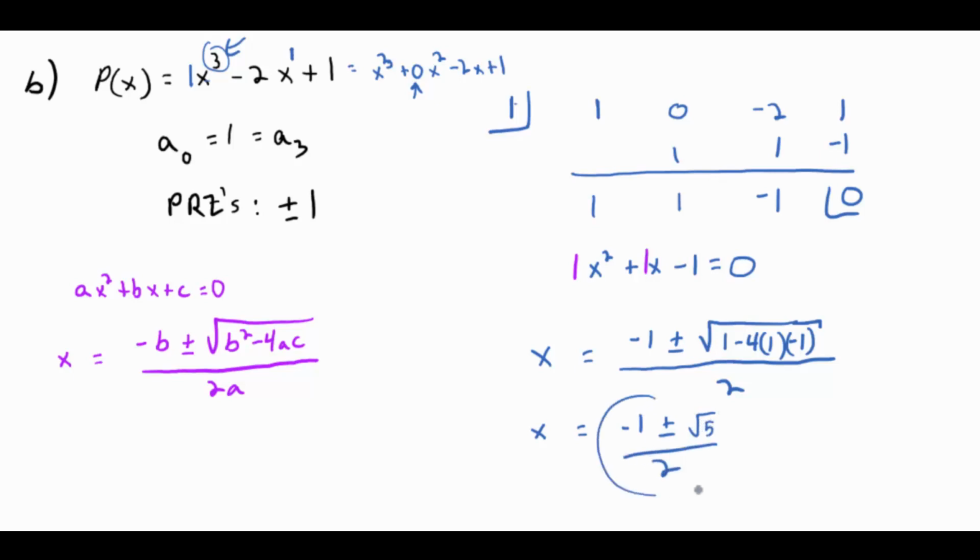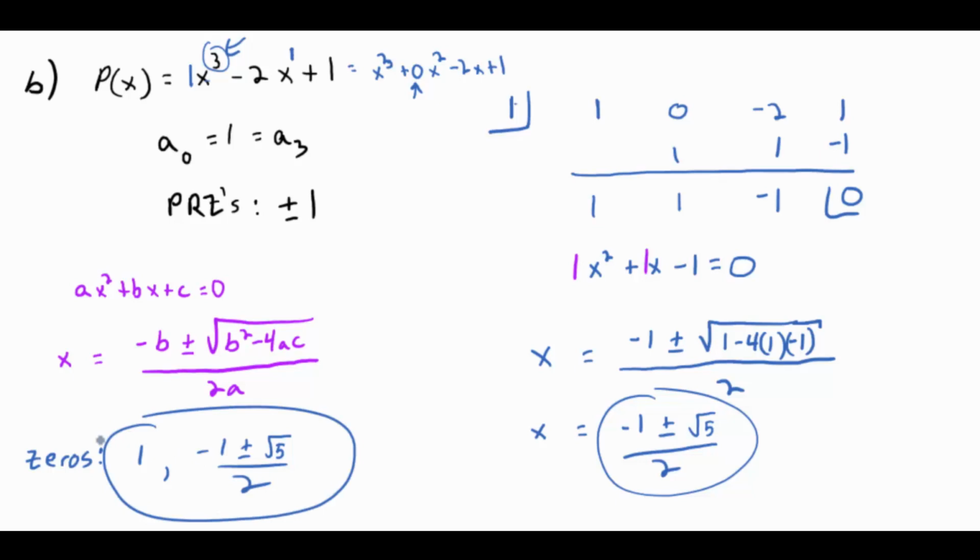There's 2 zeros right there because of the plus or minus. So your zeros are 1, and then negative 1 plus or minus root 5 over 2. So here are your zeros, all 3 of them actually, since there's 3 there. They're all multiplicity 1. I'll show you in the next example how to handle a greater multiplicity.